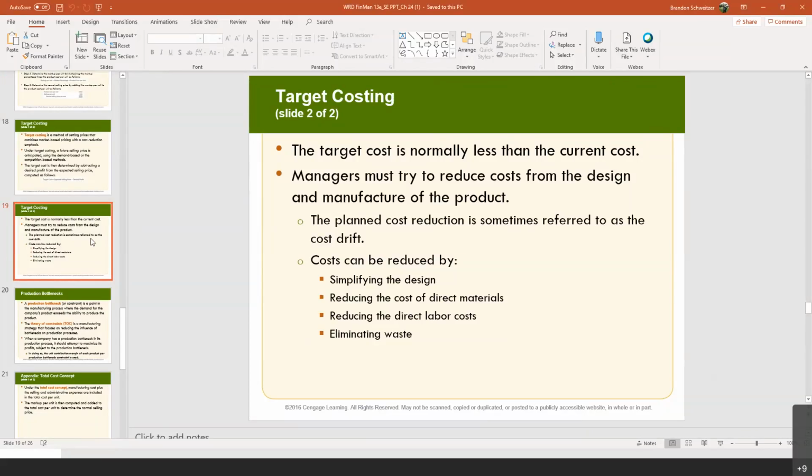So the planned cost reduction is sometimes referred to as the cost drift. So to reduce the cost, of course, what we do is we simplify the design. We can reduce the cost of direct materials by negotiating with our suppliers, right? We can reduce our labor costs by using machinery. We can eliminate waste. We can be more efficient, in other words, in the production process.